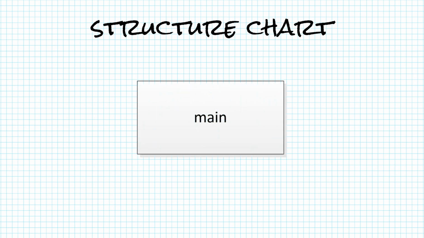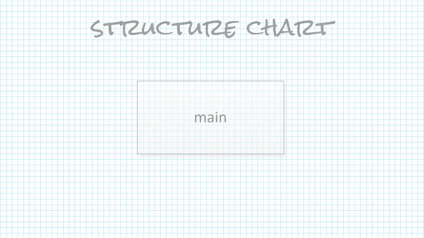I want to introduce a diagram called a structure chart that can be used to represent programs with methods. Right now, our program has one method called main. I represent that with a box with the name main inside. As we enhance this program, I'll redraw the structure chart to show our changes.